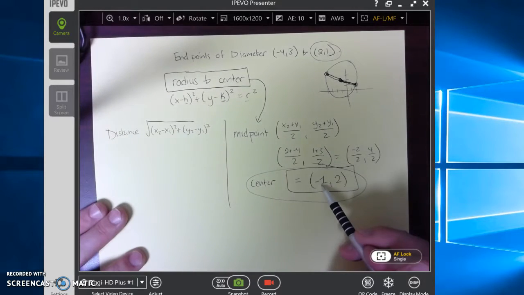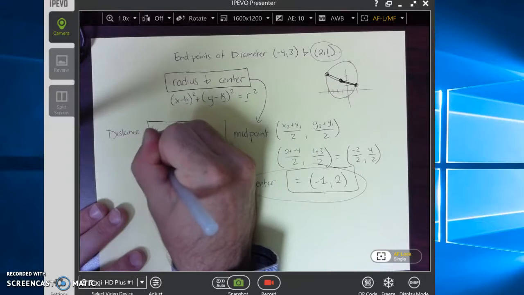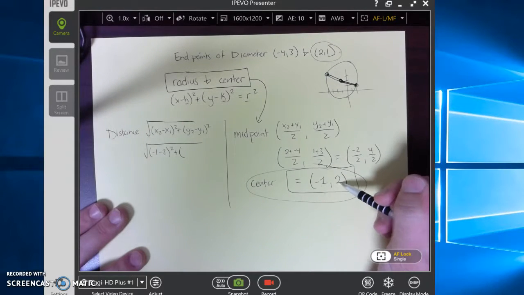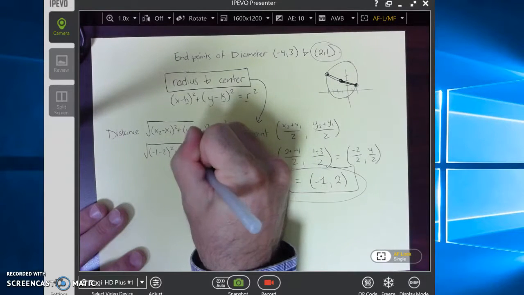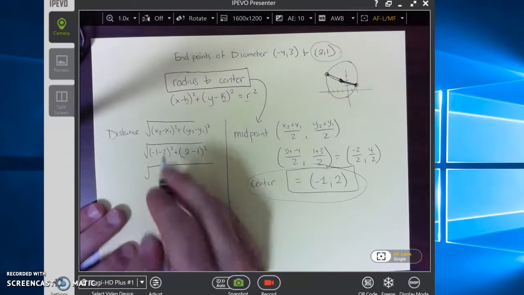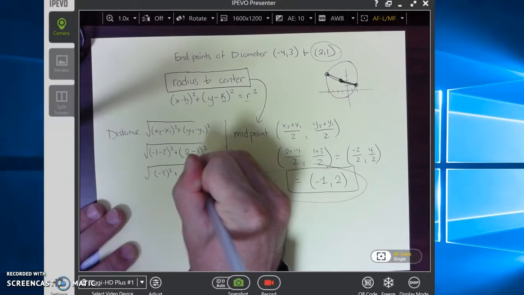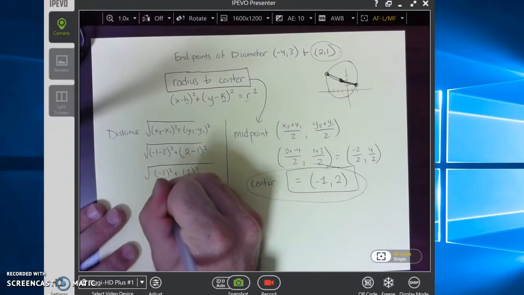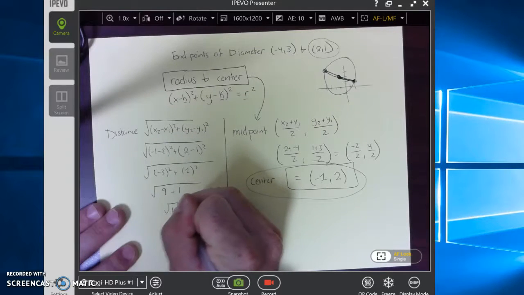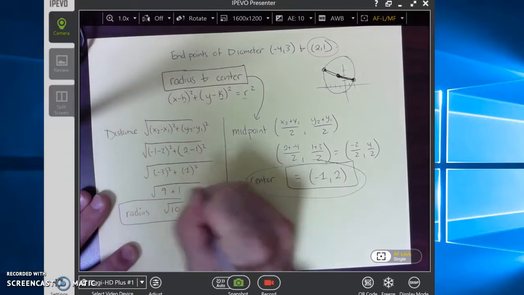The distance formula is the square root of (x2 minus x1) squared plus (y2 minus y1) squared. So my x2 is going to be negative 1, my x1 is 2, so I have the square root of (negative 1 minus 2) squared plus y2 is 2, y1 is 1, so I have (2 minus 1) squared. Negative 1 minus 2 gives me negative 3 squared. 2 minus 1 gives me 1 squared. Negative 3 squared is 9. 1 squared is 1, so that gives me the square root of 10. So my radius is the square root of 10.